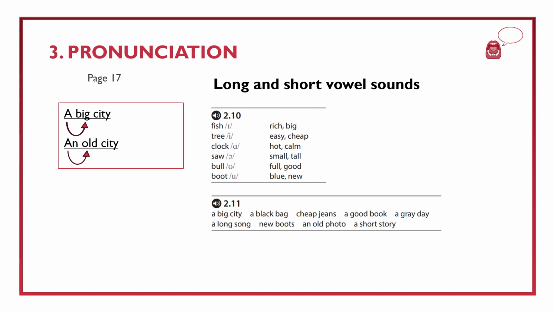Let's check the phrases. So we have a big city, a black bag. We have cheap jeans, a good book, a gray day, a long song, new boots, an old photo, and a short story.